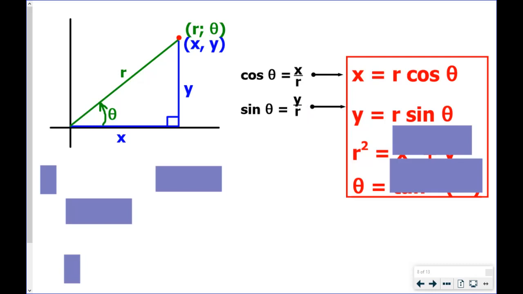Okay, so that's given r and theta, turning it into x and y. How about going backwards though? How about given x and y, how to find r and theta? Well, r is the hypotenuse of this lovely right triangle. We love right triangles here. Use the Pythagorean theorem. r squared is equal to x squared plus y squared, or r is equal to the square root of x squared plus y squared.